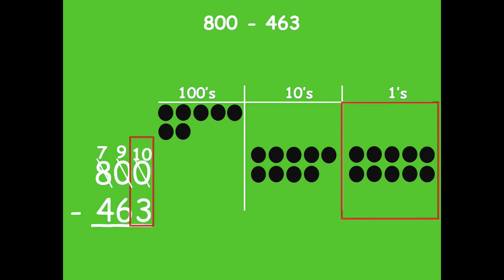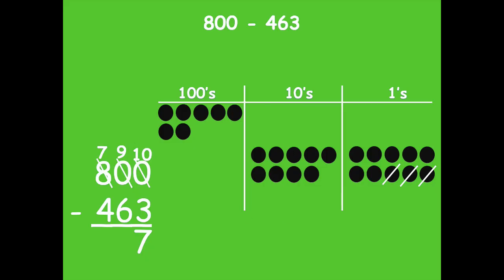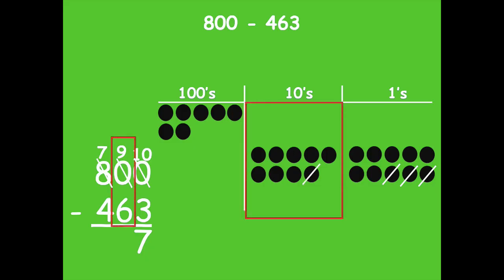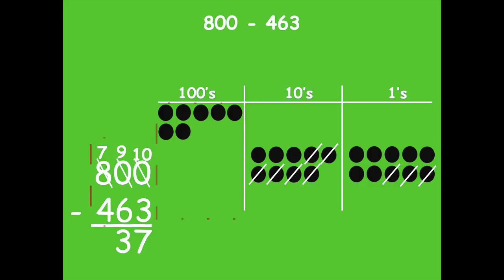Now we can subtract. So move to our ones place, 10 minus 3, we're left with 7. 9 minus 6 in the tens place, let's take away 6, and we're left with 3. Move to the hundreds place, and 7 minus 4 is 3. So 800 minus 463 equals 337.